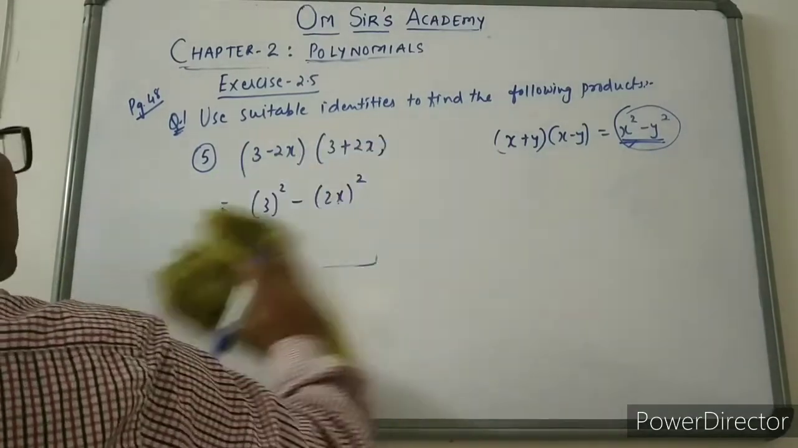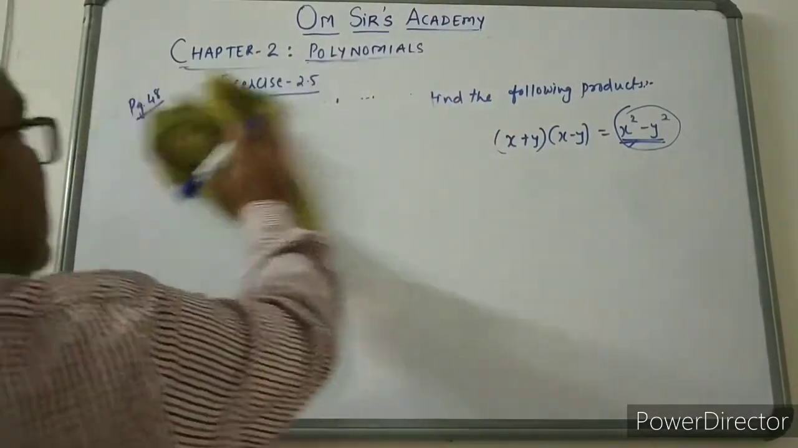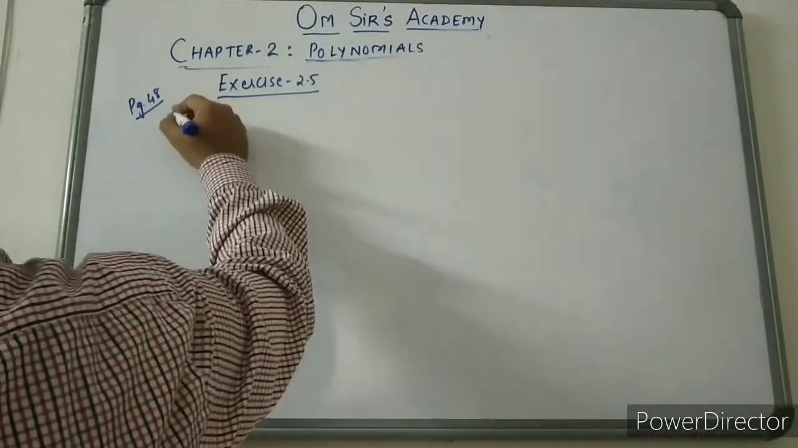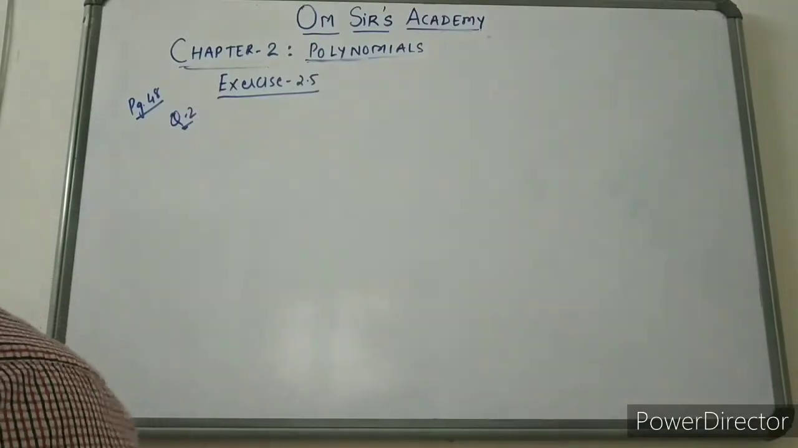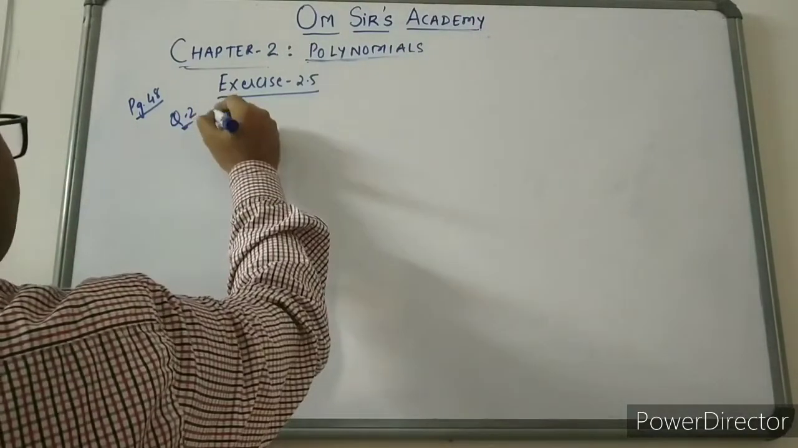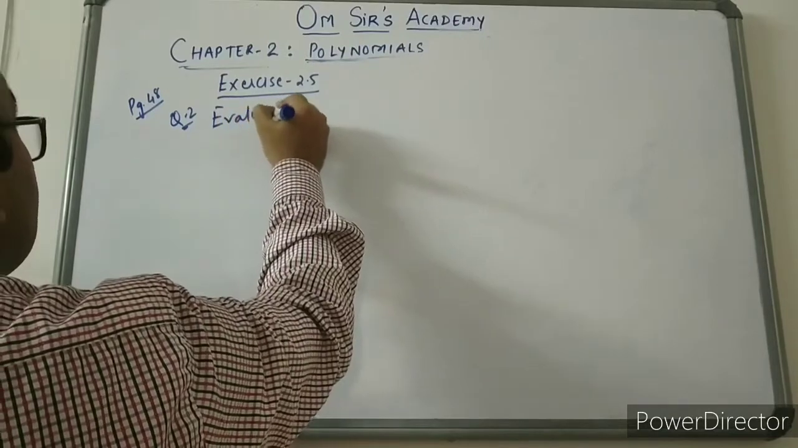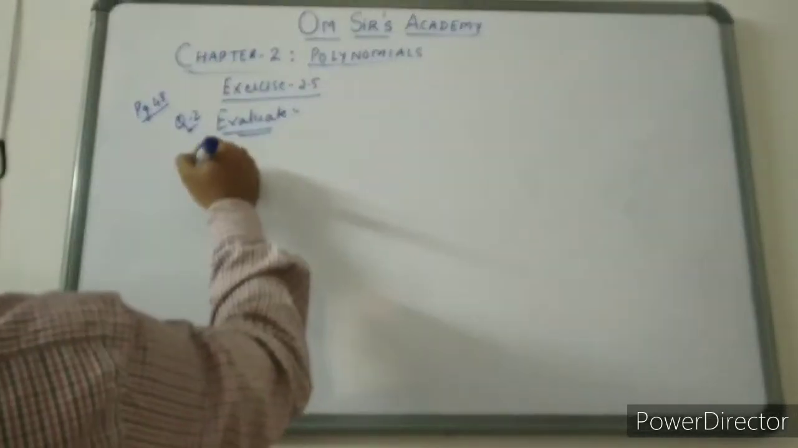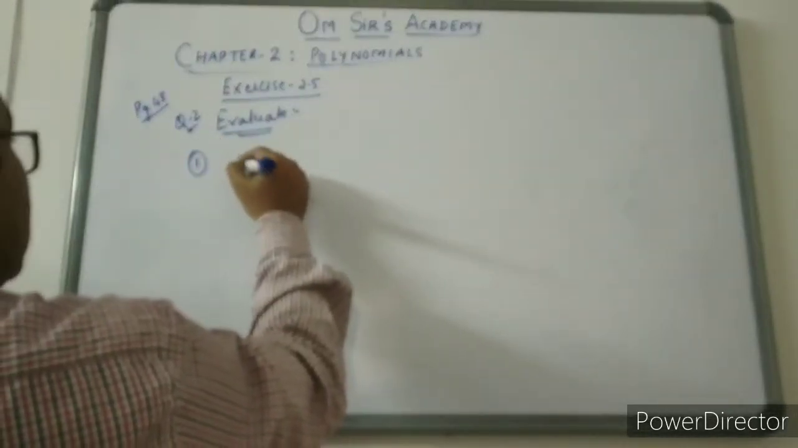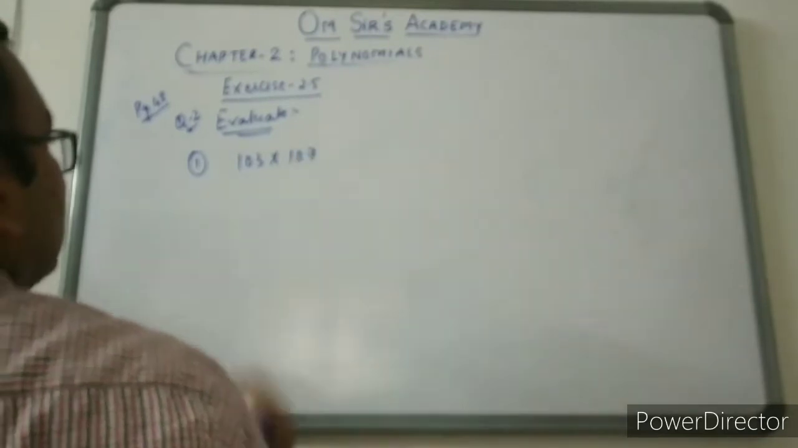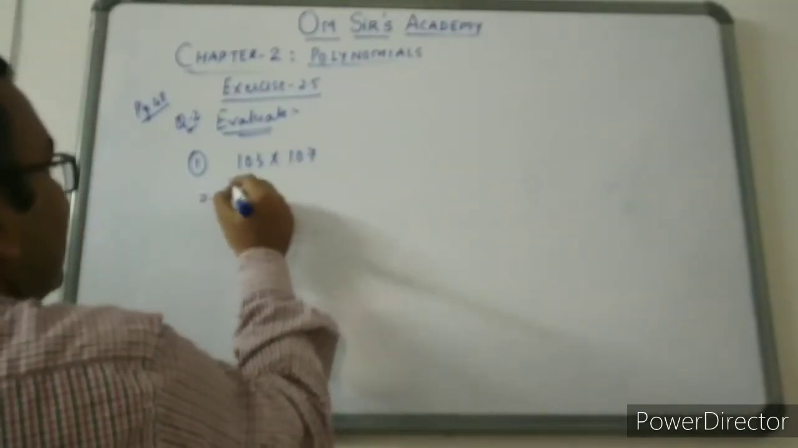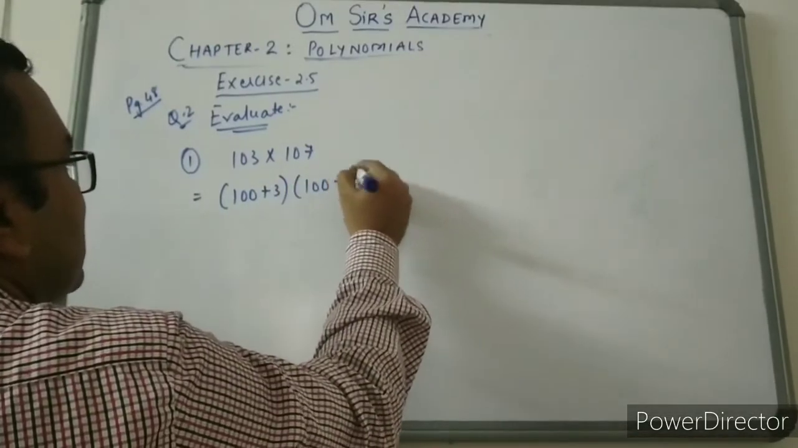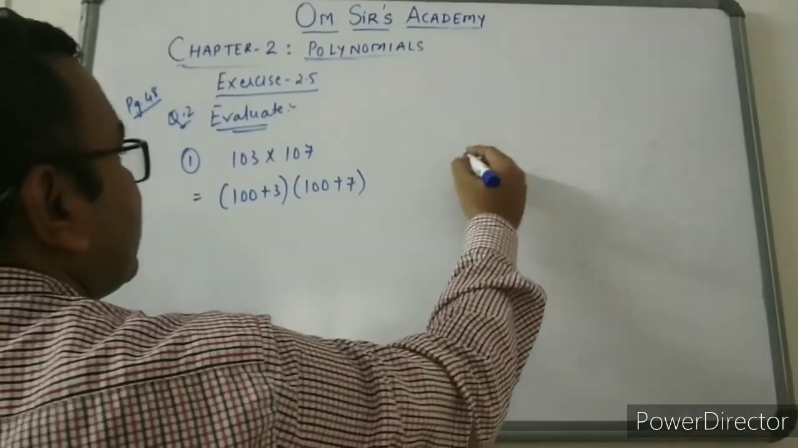Now we move to the next question, that is question number 2. What is question 2? Evaluate. We are given evaluate using identities. I am not writing the whole question, I am directly doing the sum. First one is 103 into 107. So which identity can we use and evaluate? We can write this as 100 plus 3 into 100 plus 7.